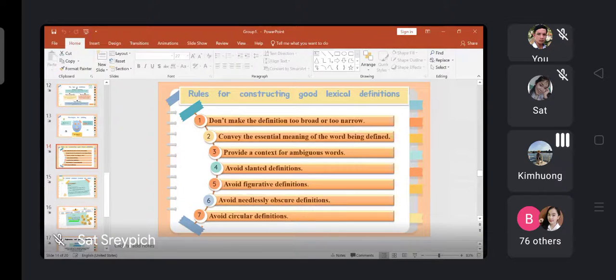The last point: avoid circular definitions. A definition is circular if a person would need to know what the defined word means in order to understand the word or words used to define it.